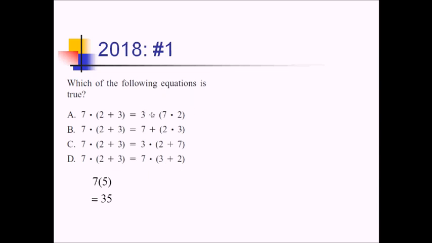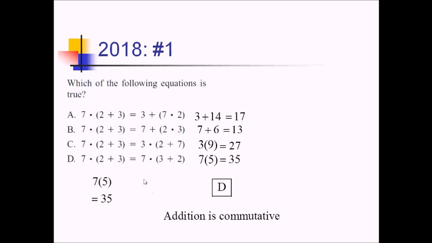Well, here we've got 3 plus 14, which is not 35, it's 17. Here we've got 7 plus 6. Again, parentheses always happens first, and that's going to be 13. Here we've got 3 times 9, which is 27. And here we have 7 times, well, this is also 5, so that's going to be 35 there. So choice D is the one that makes the most sense, and you could have actually saved yourself a little time just realizing that addition is commutative. Changing the order that I'm adding 2 and 3 in is not going to change the answer.